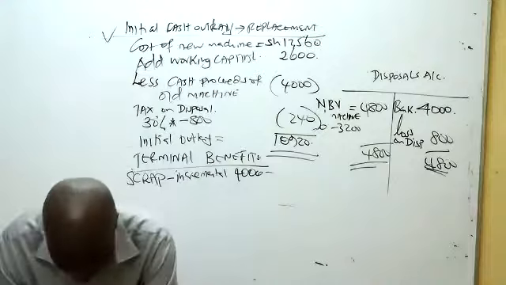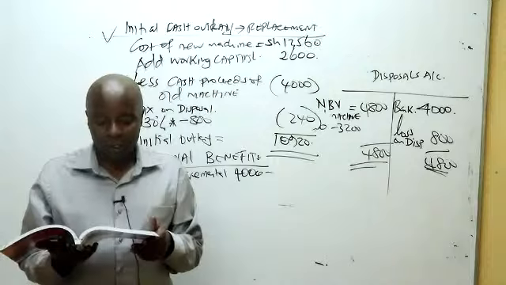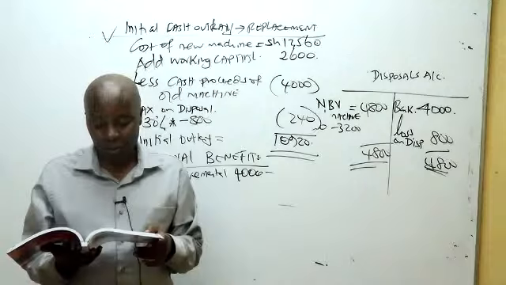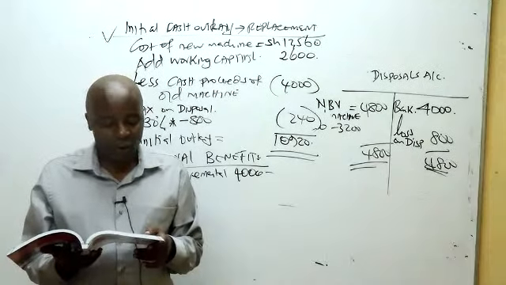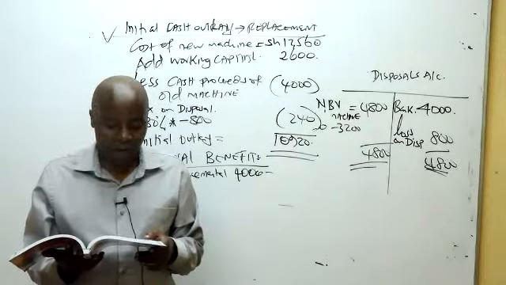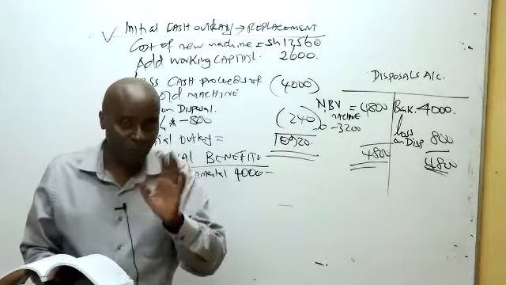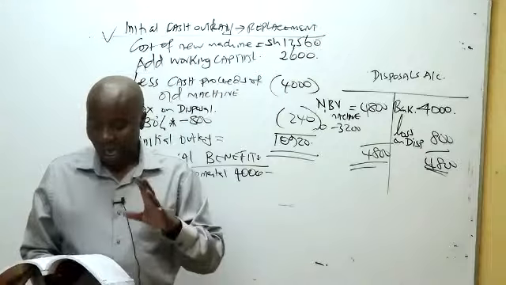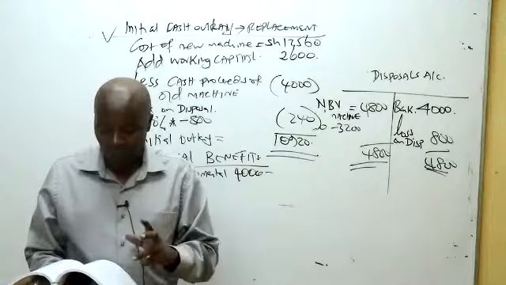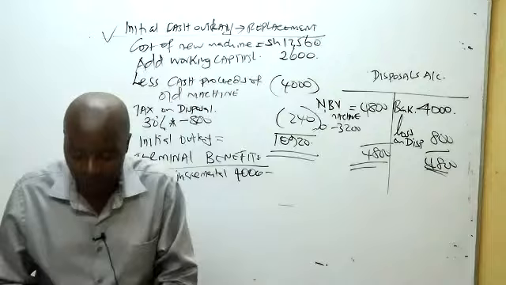Let us read that first paragraph very well. We are told Kabusa Limited is contemplating the acquisition of a new machine to replace the one currently being used in the production process. The existing machine was acquired 2 years ago at a cost of 8 million. It was estimated to have a useful life of 5 years with no salvage value at first. However, a critical analysis now shows that the machine is usable for the next 5 years with a salvage value of 1.5.